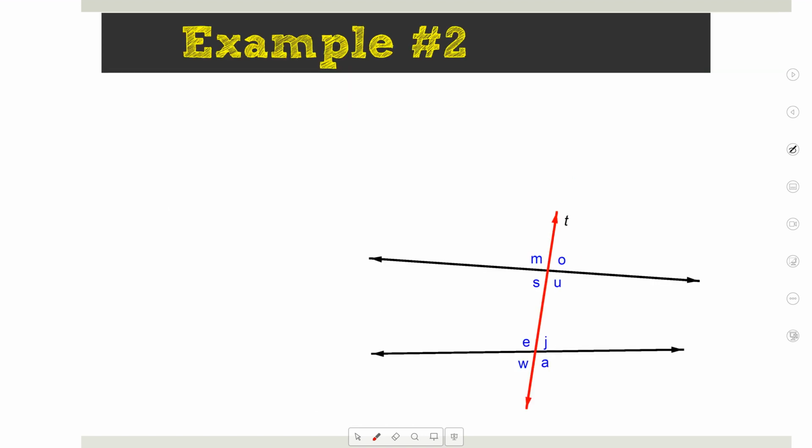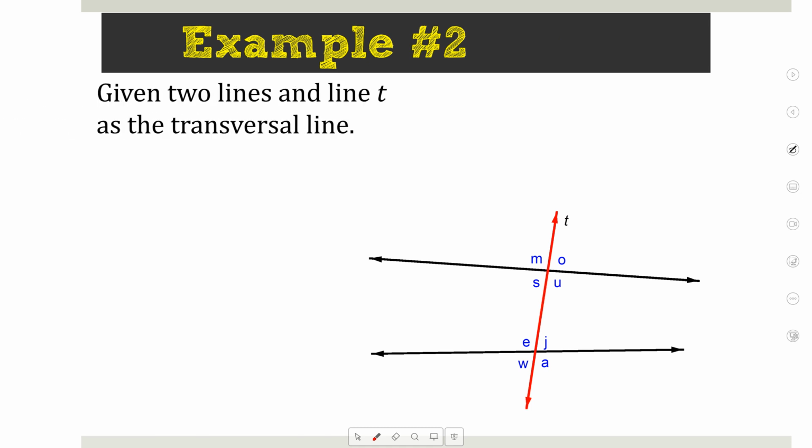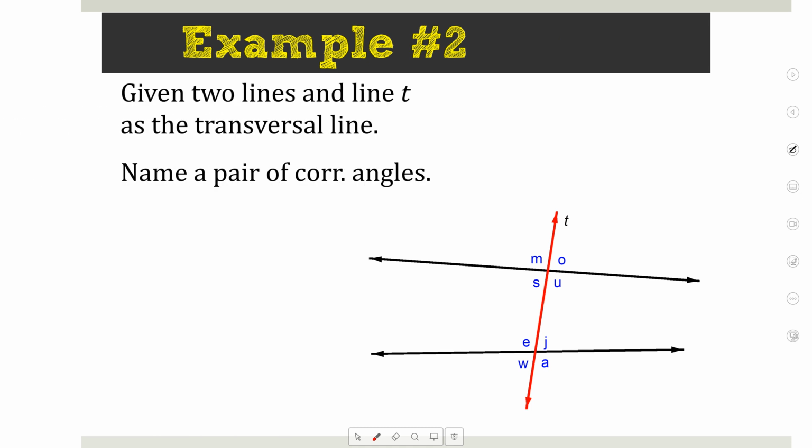Okay, so notice I changed the numbers. I turned the numbers into letters. Olivia, where are the corresponding angles, please? Which one? For that picture. There's one behind you if you can't see it.